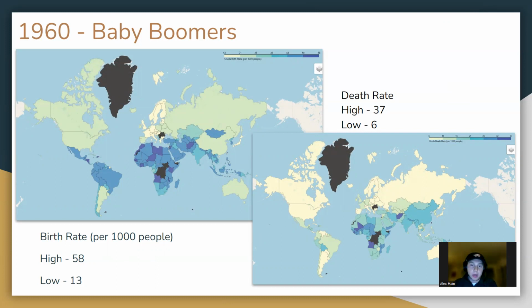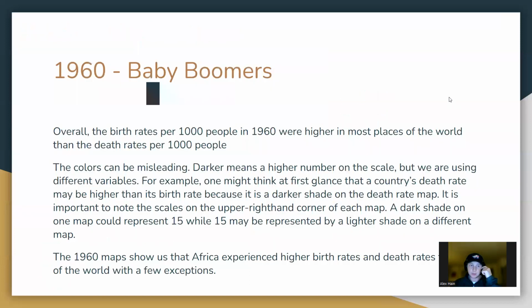One important thing to note is that while the colors are the same, the scales are different. If you'll notice, the birth rate scale for 1960 is 13 to 58, whereas death rate is 6 to 37. On the birth rate map, the yellow or the lightest shade represents 13 to 21, whereas 21 on the death rate map could be more of a blue-green kind of color.